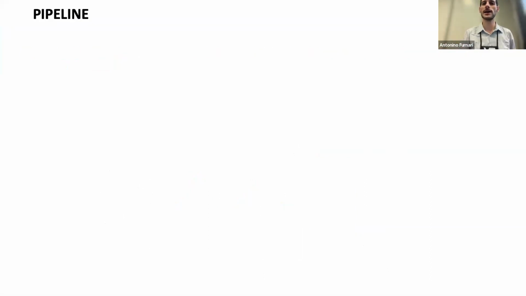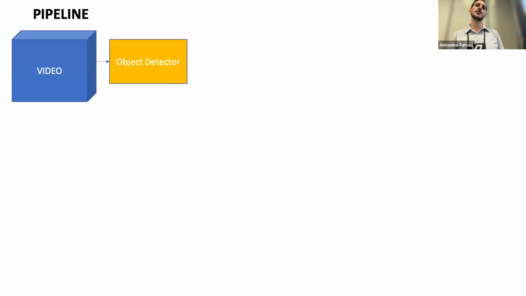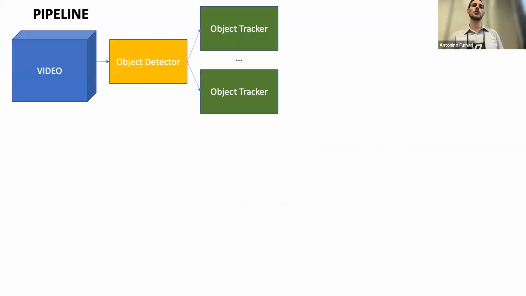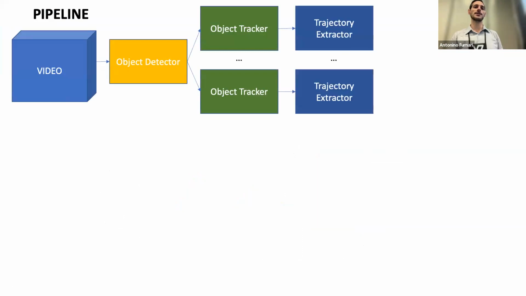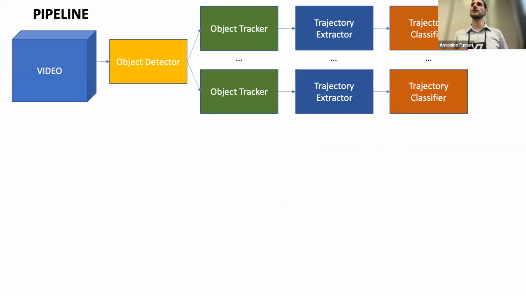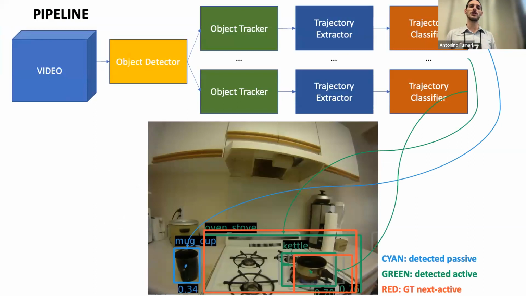And we came up with this pipeline in which you have an input video, you detect all the objects you are interested in, and then you track these objects, you extract some trajectory descriptors from the trajectories, and then you classify the trajectories in two classes. This is either a next active object or this is a passive object, I'm not going to interact with it. And so in the end, you can have a prediction. In red, you see the ground truth. In green, you see your prediction for what a next active object is. And in blue, you see a prediction of an object that is there, but probably the person is not interested in it.